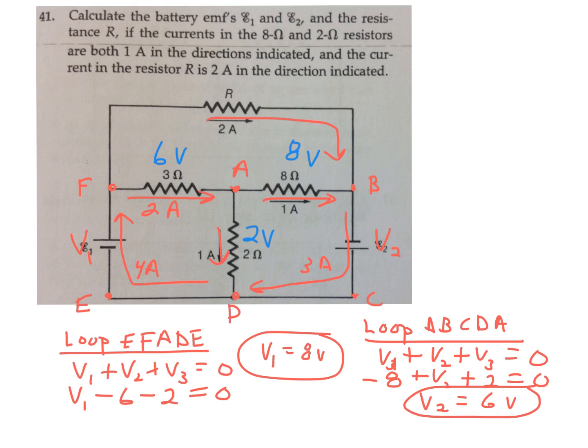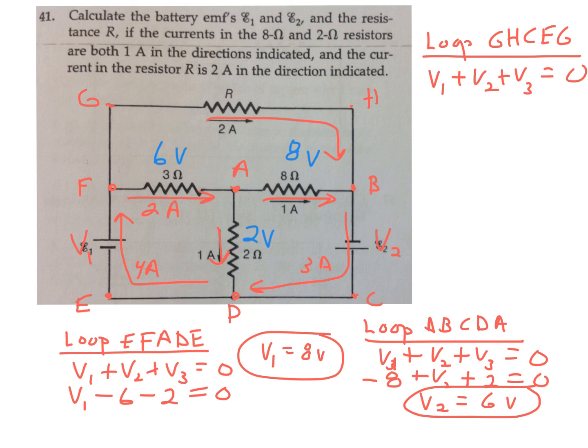I'll need to label a couple points here. Let's call this G and H at the very top. And if I do the loop from G to H to C, well, I'm skipping a few. I'm going around the whole outside. Loop G, H, C, E, G. I went past a couple other spots, B, D, and F, but I went all the way around the outside. And I have 3 elements once again. Generically calling it V1 plus V2 plus V3 equals 0.